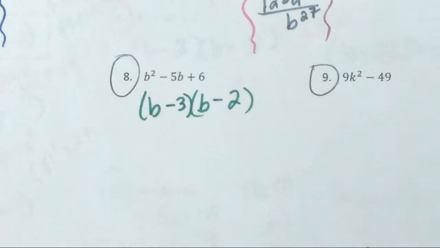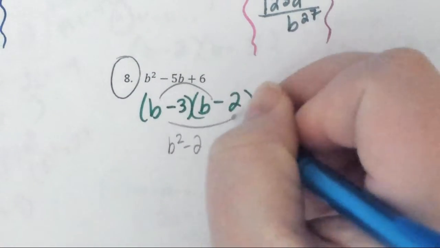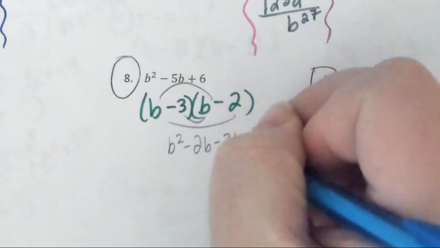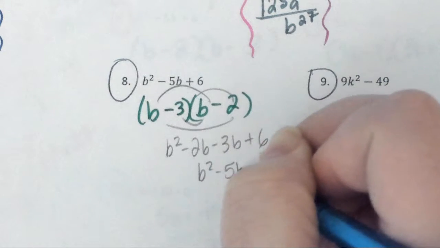Why? If I fold this out right now, I'd have b squared minus 2b minus 3b plus 6. I combine those like terms, suddenly I have what I had to begin with.